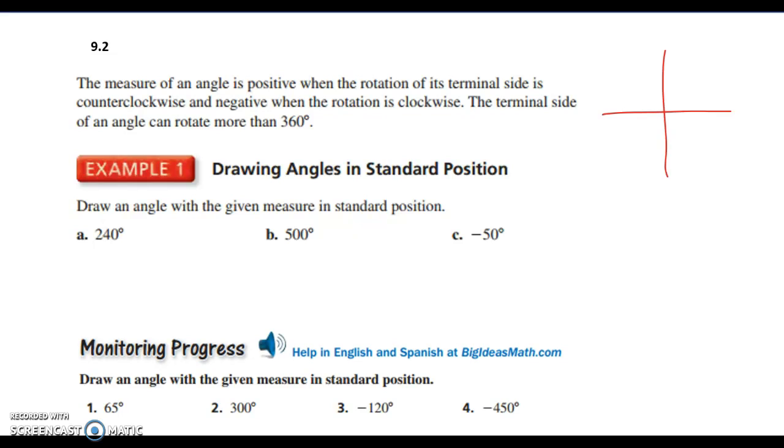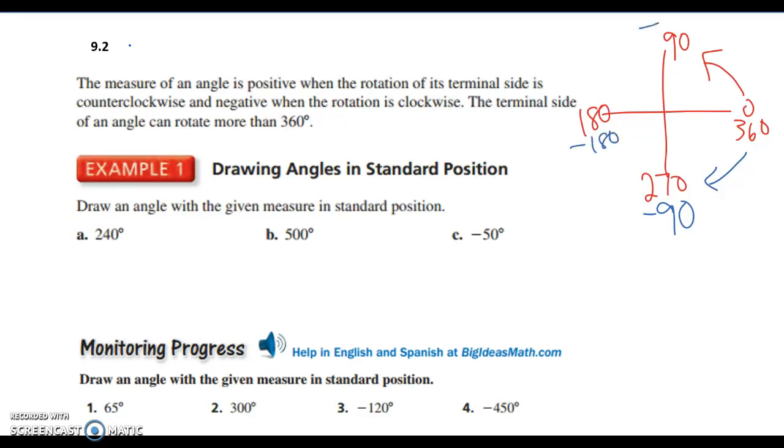we know that this would be 0 degrees, 90 degrees, 180, 270, and then all the way back would be 360. This can be our guide, and if we were making negative angles, so positive goes this way, it would go the opposite way. So negative 90, negative 180, negative 270, etc. Okay? So that would be just going in the other direction.